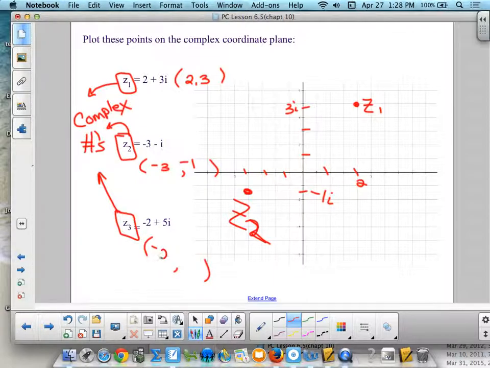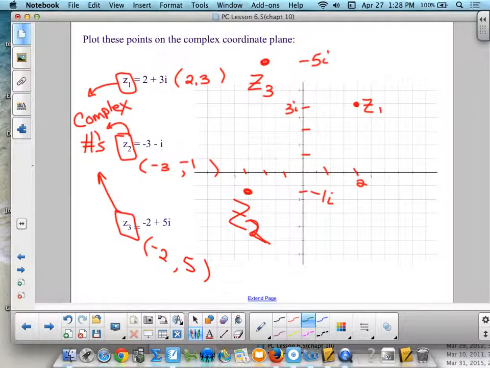And Z3 would be what? Left 2, up 5 units. Okay, so I'd be somewhere around 5i, wouldn't I? Z3, okay? Any questions on graphing complex numbers? Pretty simple, right? Doesn't it just remind you of graphing x comma y?